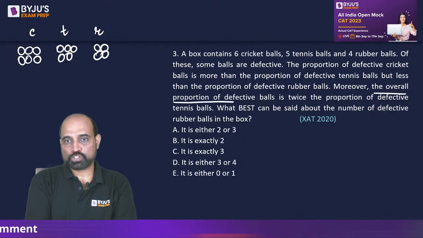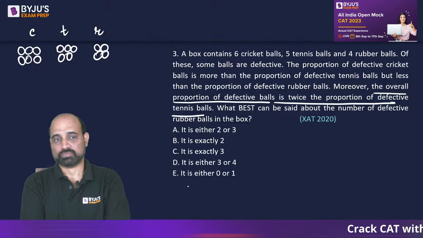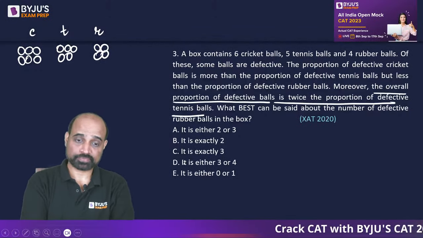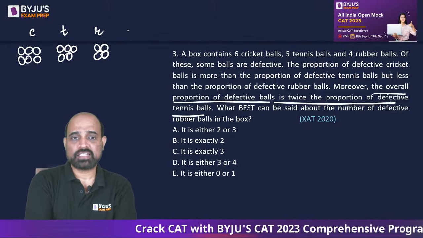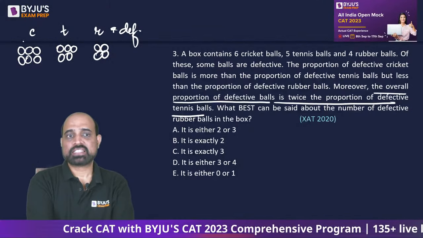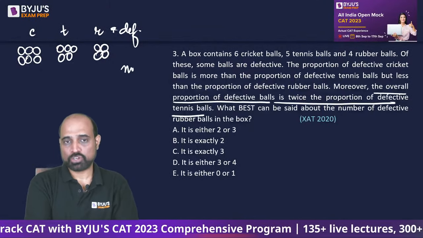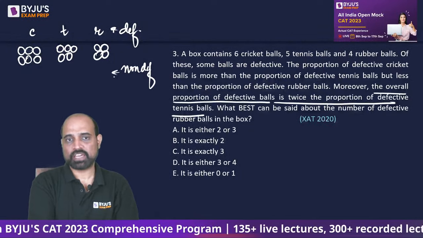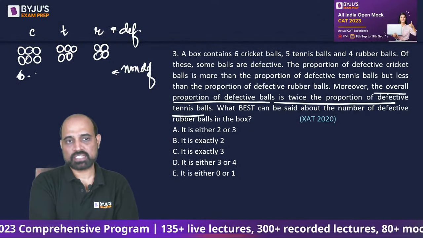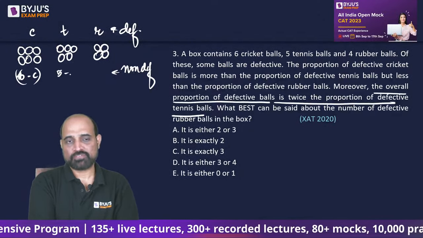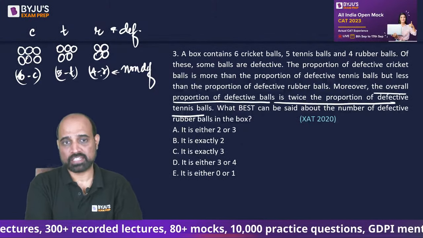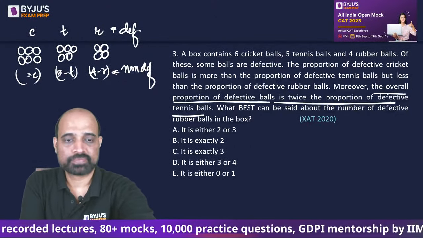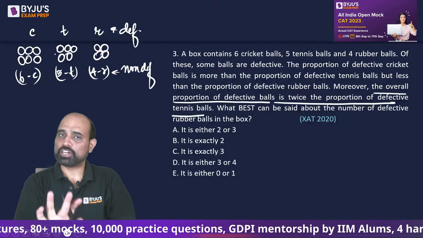The overall proportion of defective balls is twice the proportion of defective tennis balls. So, suppose in cricket balls, which is a total of 6, these are the number of defective balls. C defective. So that means non-defective we will have would be 6 minus C in the case of cricket, 5 minus T in the case of tennis balls, and 4 minus R in the case of rubber balls. Right? ये आपके non-defective है.